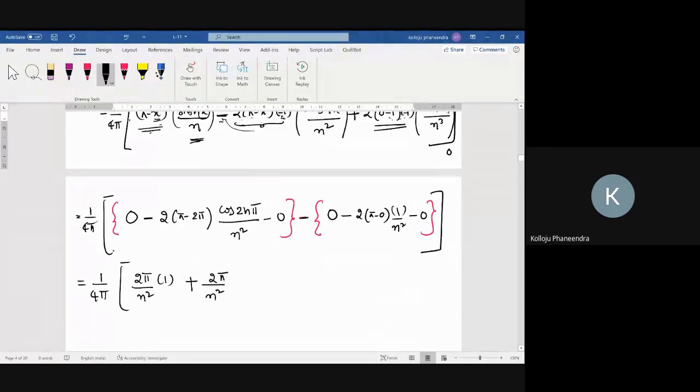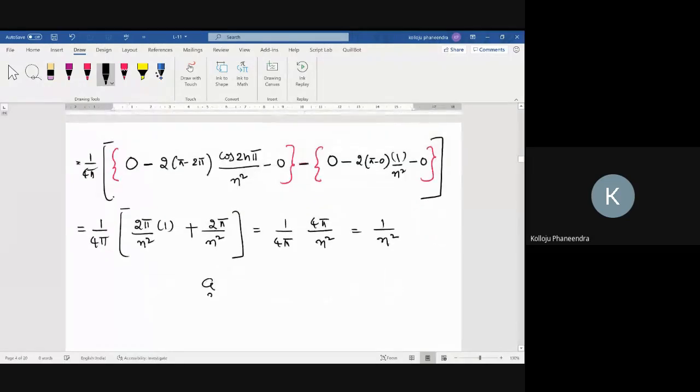Is it correct? Any corrections? Right. 2 pi by n square. 2 pi by n square is what? 4 pi by n square. So this value is 1 by n square. So what is the an value? 1 by n square.